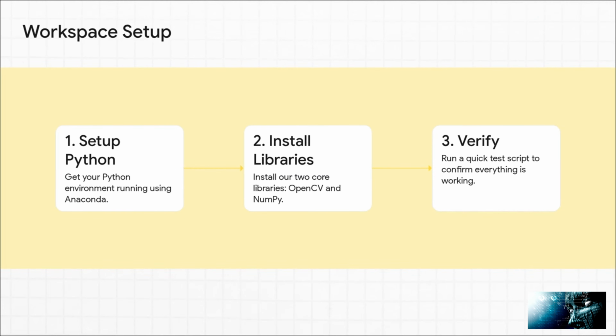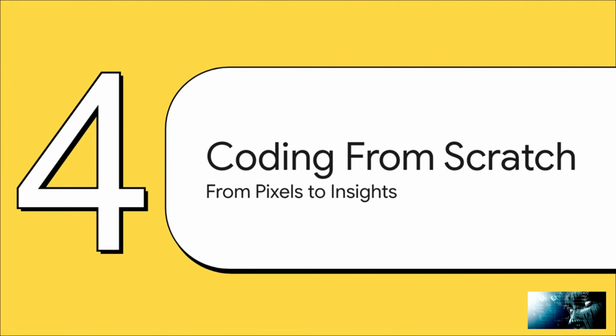So getting set up is just 3 easy steps. First, get your Python environment ready. A tool like Anaconda makes this a breeze. Second, you just install our 2 libraries, OpenCV and NumPy. It's usually just one line in your terminal. And third, run a little test script to make sure it's all talking to each other. It's like a quick stretch before the main workout. Okay. Tools, check. Workspace, check. Now for the really fun part. Let's write some code and literally give our computer the ability to see.